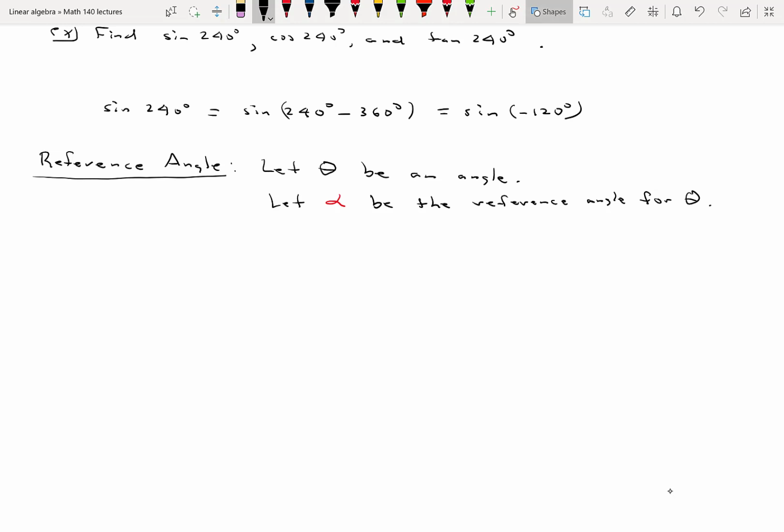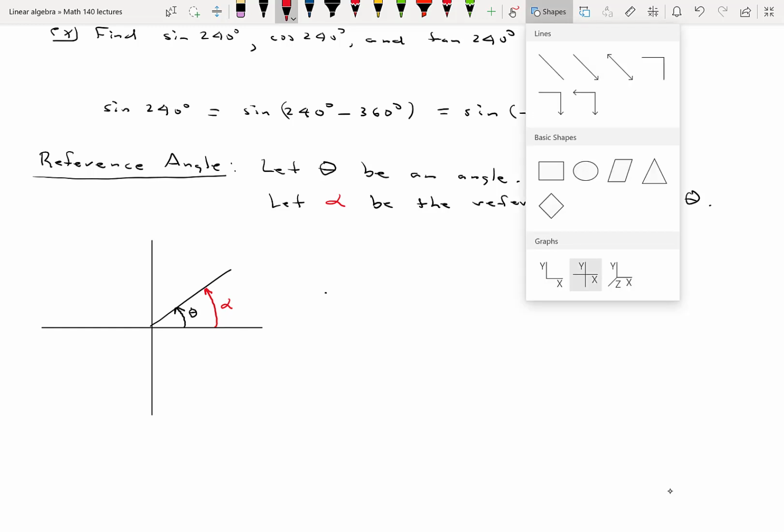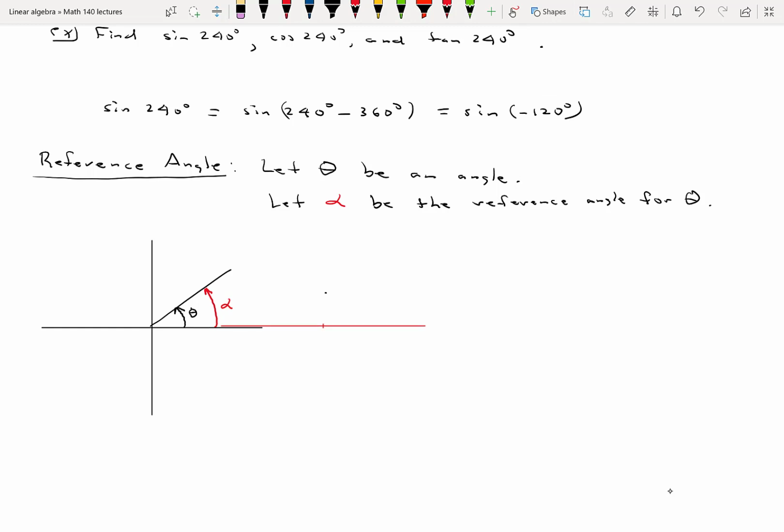So suppose our first angle is an angle in quadrant 1. So suppose that's the angle theta. The reference angle is the same. Okay, so in this case, the angle and the reference angle are the same thing. So here's our next example. Oops, I'm going to have to start that one over again. Here's our next example. Here we go.